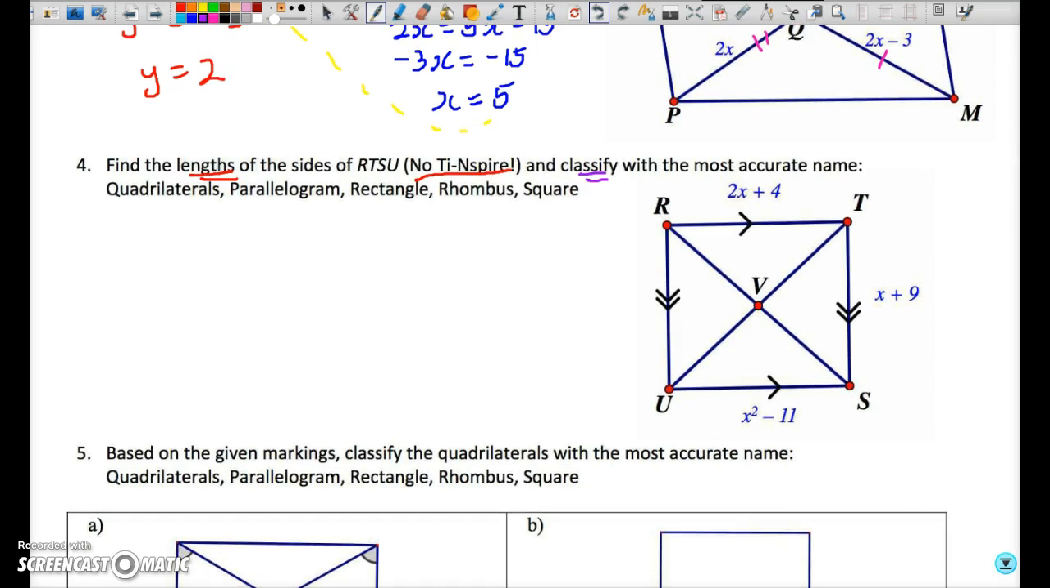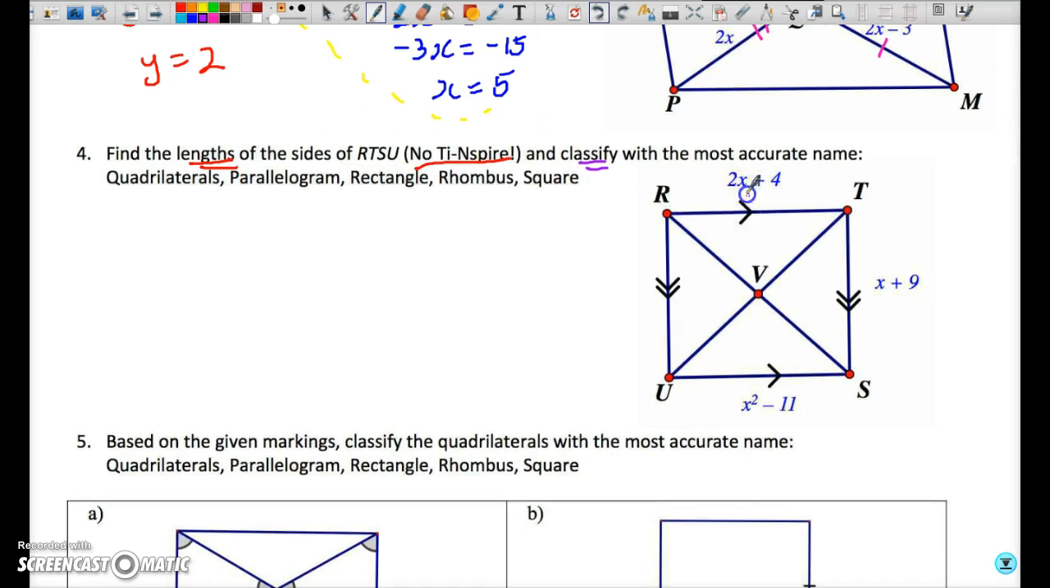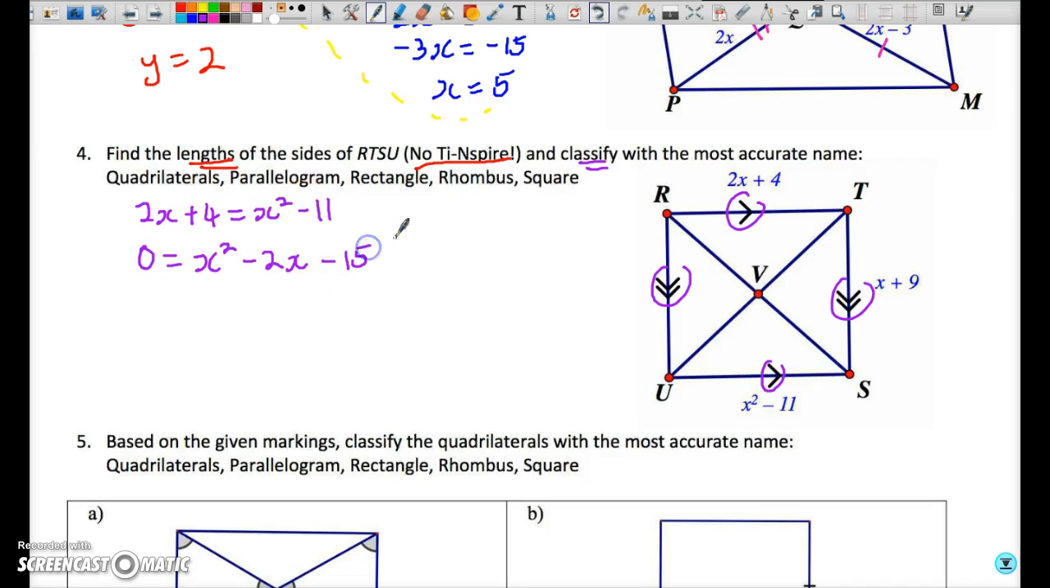Okay, so what we can already see, hopefully what you'll notice from the markings, is that we've already got ourselves a parallelogram by virtue of the fact that both pairs of opposite sides are parallel. And so what we're able to do is say that 2x plus 4 is equal to x squared minus 11 because opposite sides of a parallelogram should be congruent. I'm going to start by moving everything to the right hand side, so x squared minus 2x minus 11 minus 4 is going to give me minus 15.